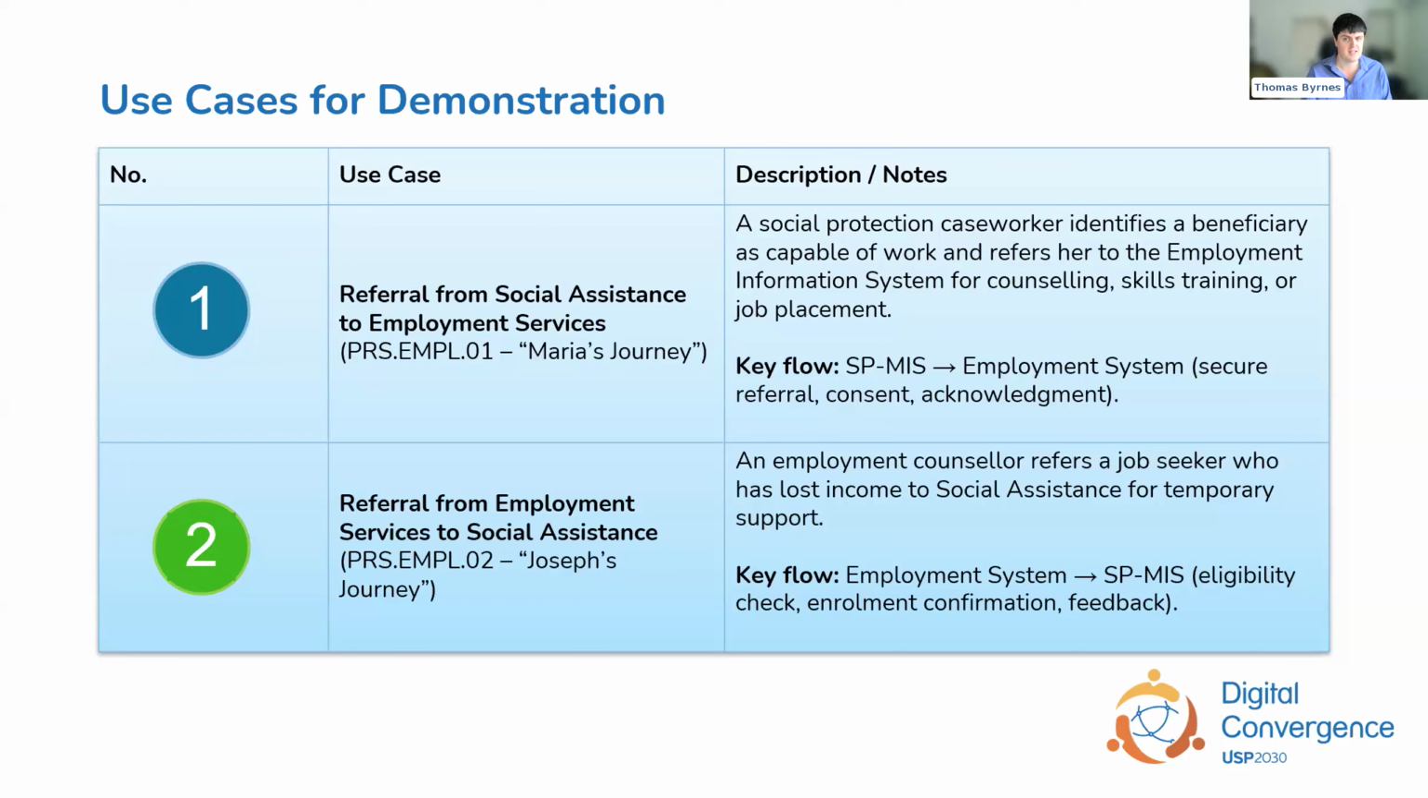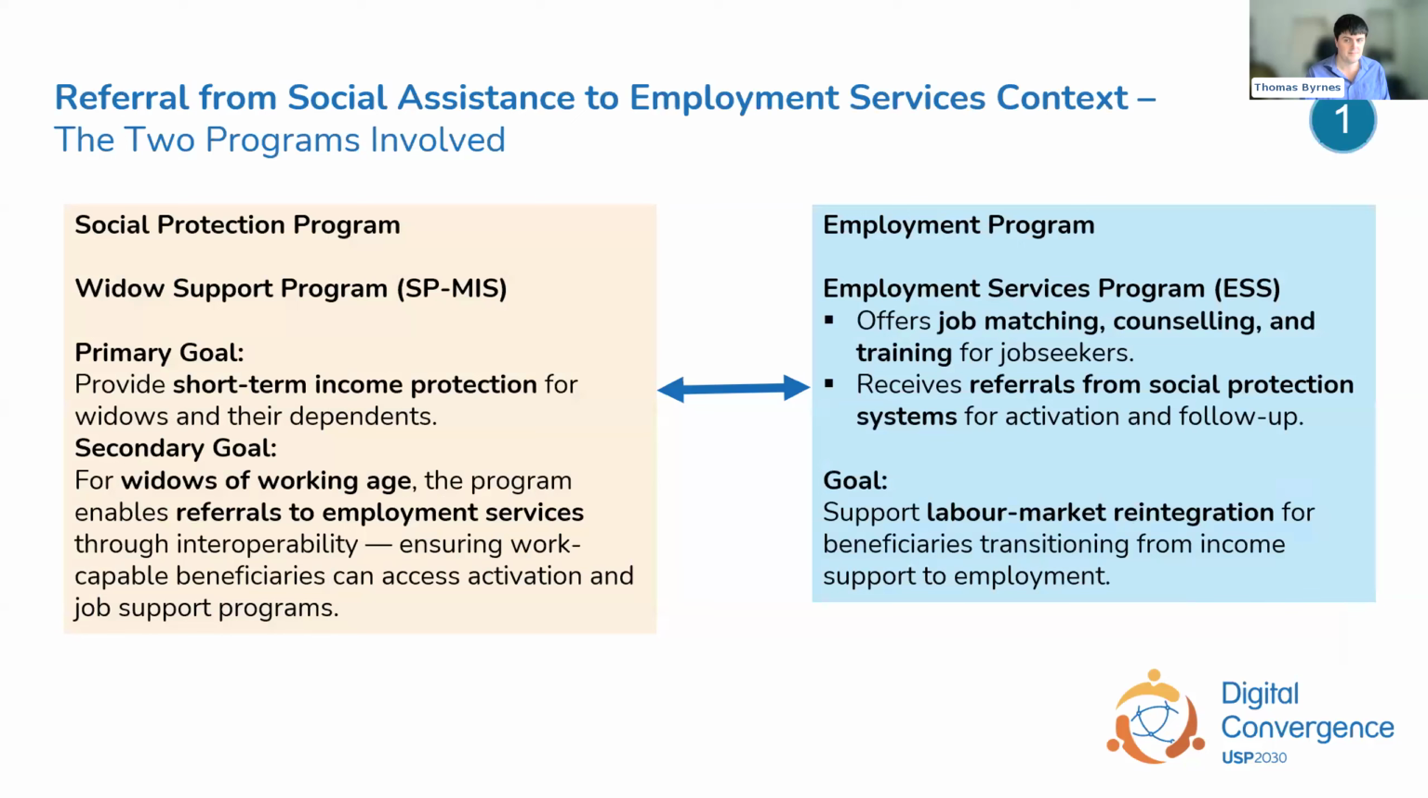Together, these 2 use cases allow us to demonstrate the complete interoperability cycle in both directions, how data is verified, consented, transmitted, and acknowledged across the systems. And we'll start with flow 1 for social protection to employment referral, and then return to the slides before moving to flow 2. So if we can move to the next slide, please.